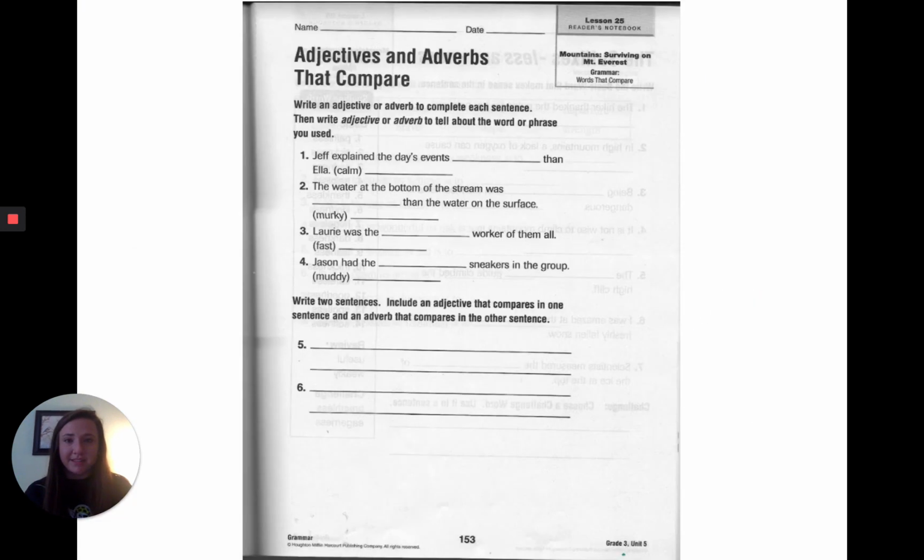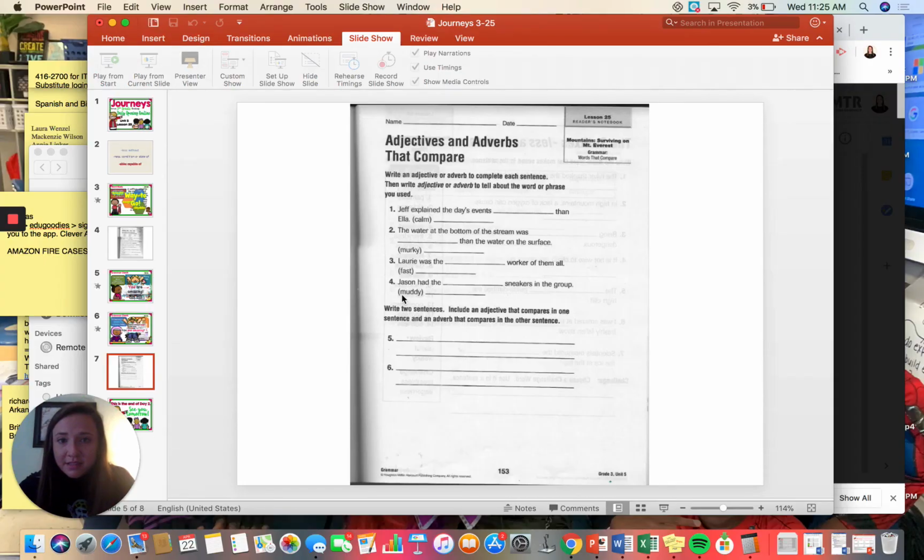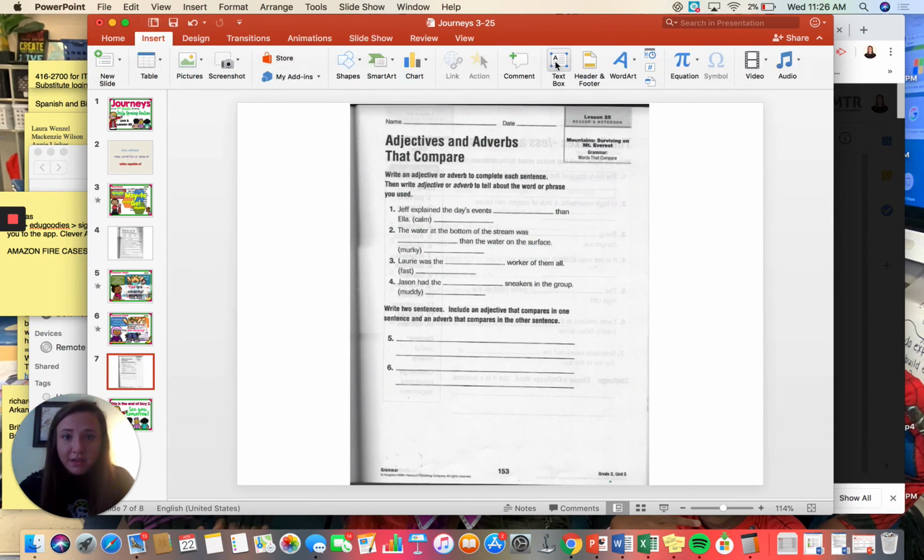You are amazing. All right, before we move on, we're going to do a couple of these practice sentences together. And then you will do the rest on your own. It's asking us to write an adjective or adverb to complete each sentence. Then write adjective or adverb to tell about the word or phrase you used.